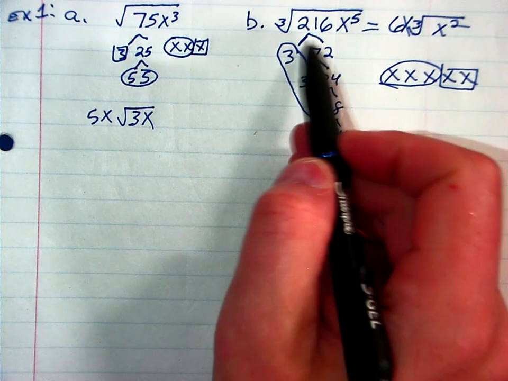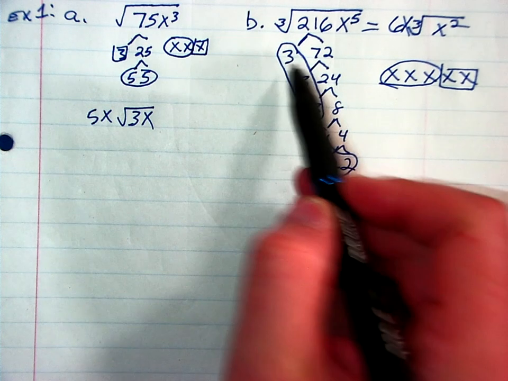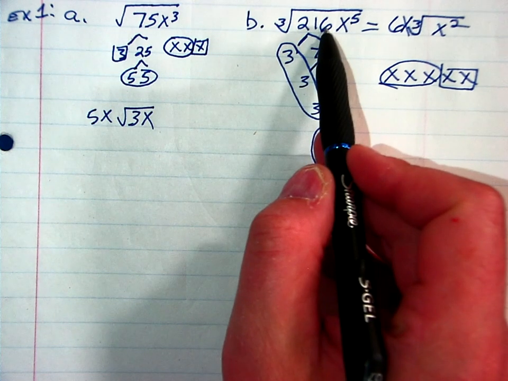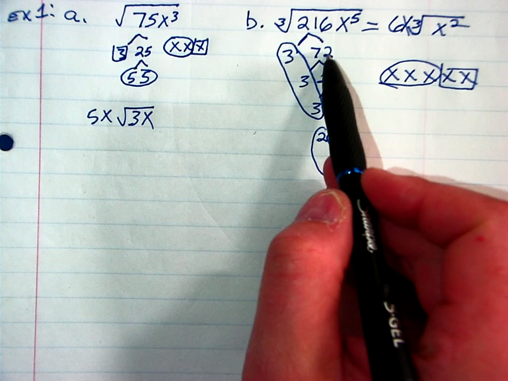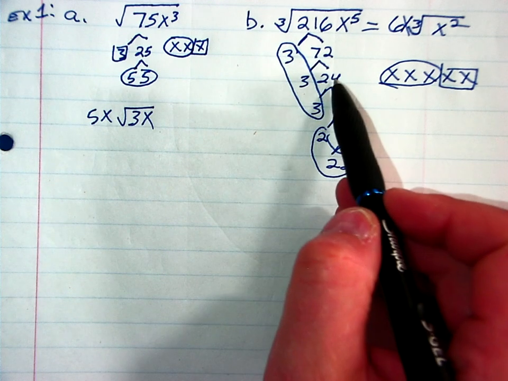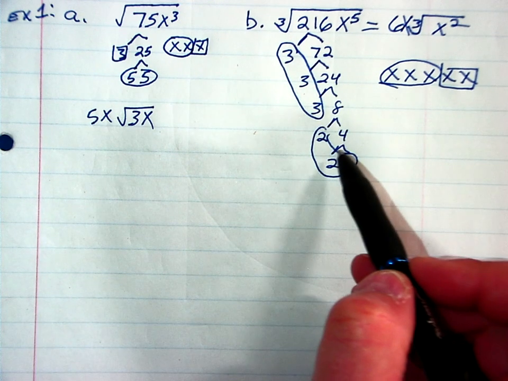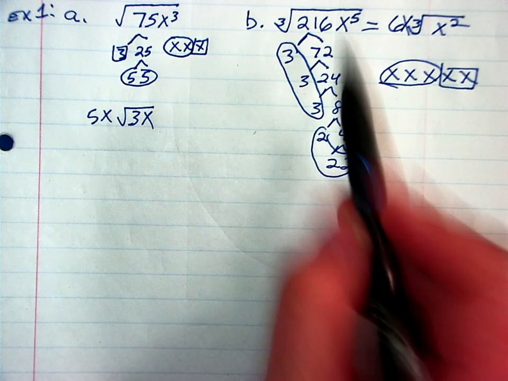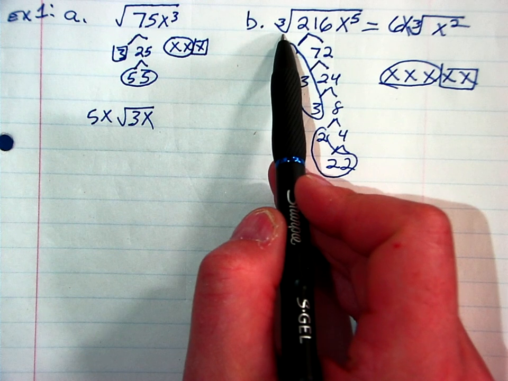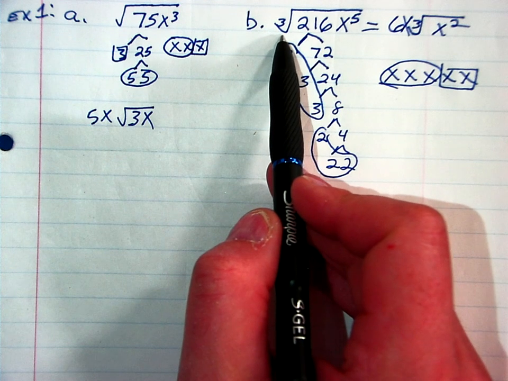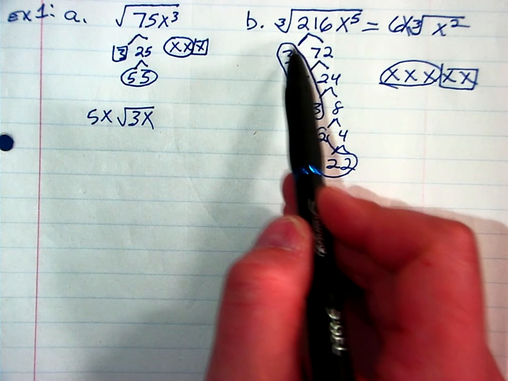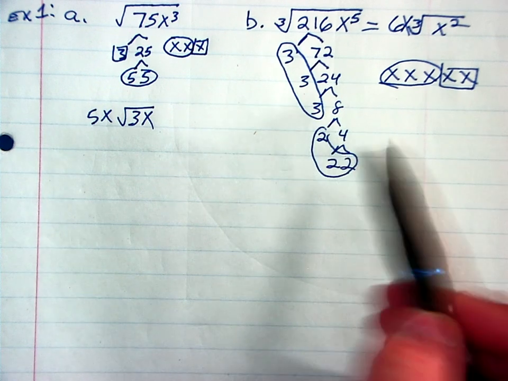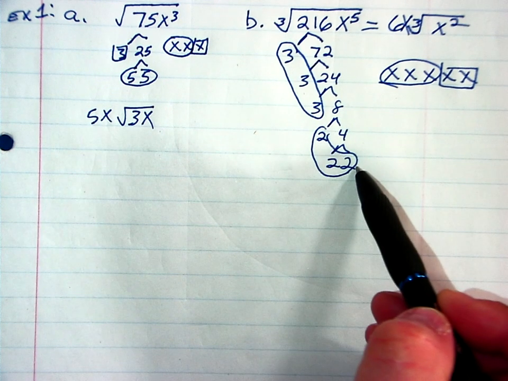Okay. What we did is we broke this down as much as we could. 3 and 72 is 216. 3 and 24 is 72. 3 and 8 is 24. 2 and 4 is 8, and 2 and 2 is 4. In order to get out, since there's a 3 right here, we're looking for the cube root. So you need triplets to get out. So I have 1, 2, 3. So the 3's got out. I have 1, 2, 3, so the 2's got out.